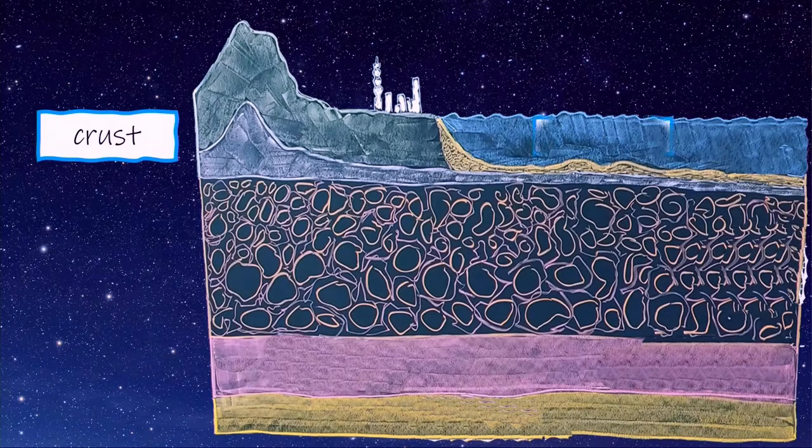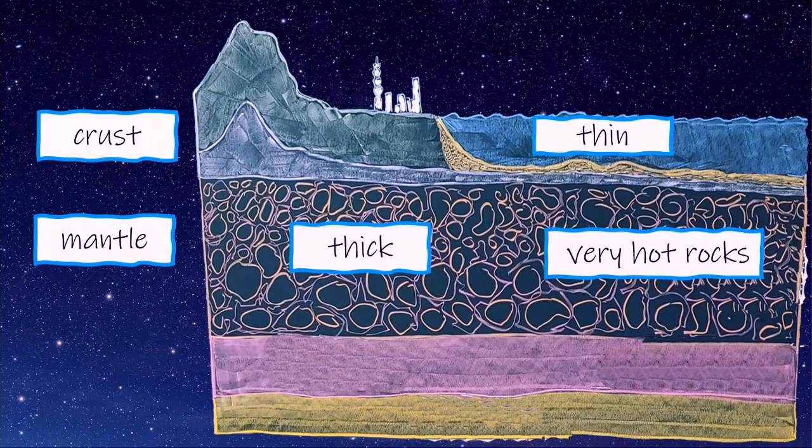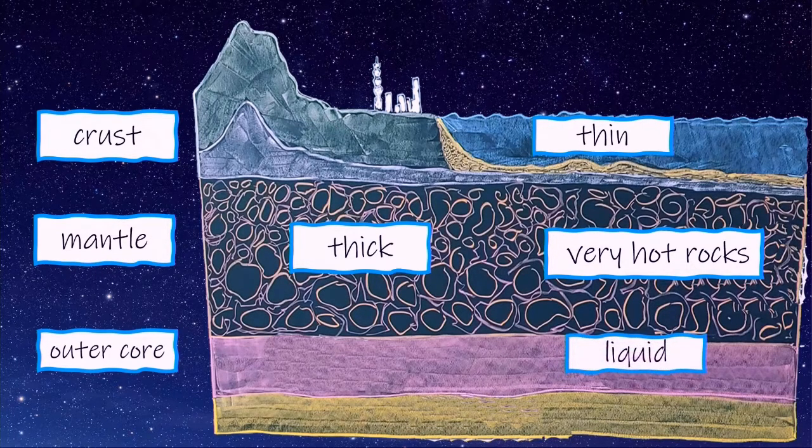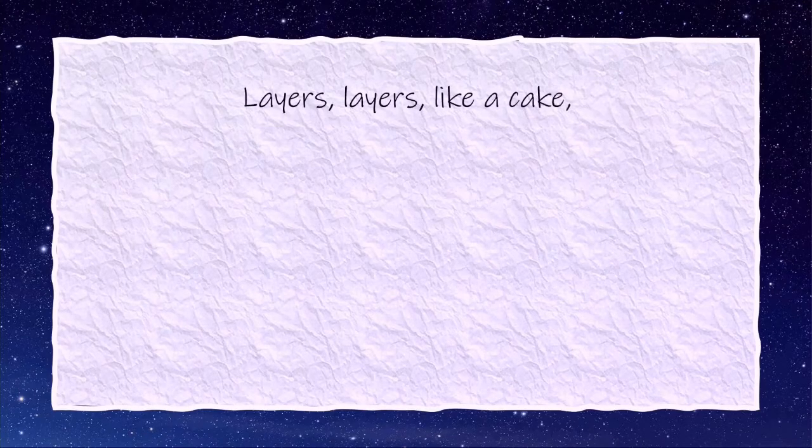First, we have the crust. The crust is very thin. The mantle. The mantle is very thick. The mantle is made of very hot rocks. The outer core. The outer core is a liquid. The inner core. The inner core is solid. And the inner core is about as hot as the surface of the sun.